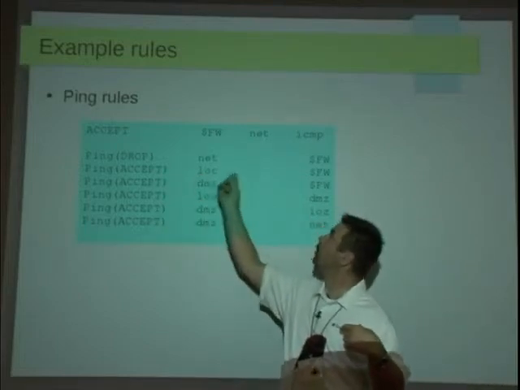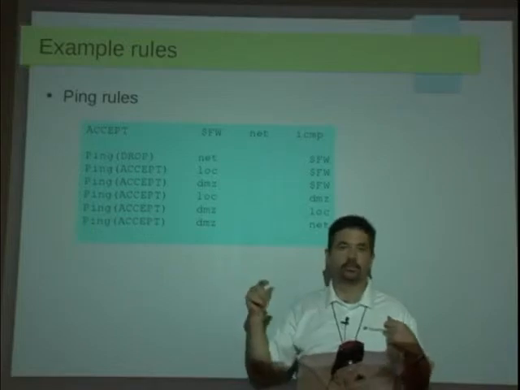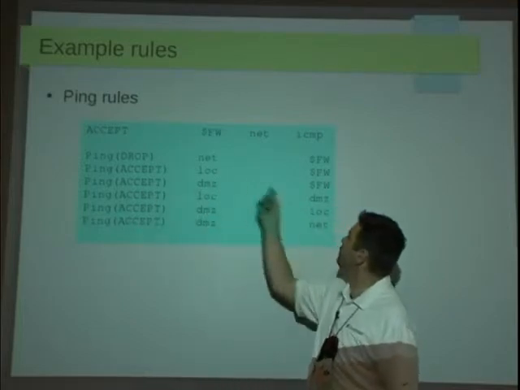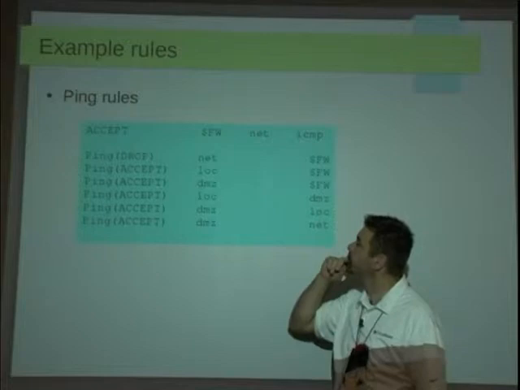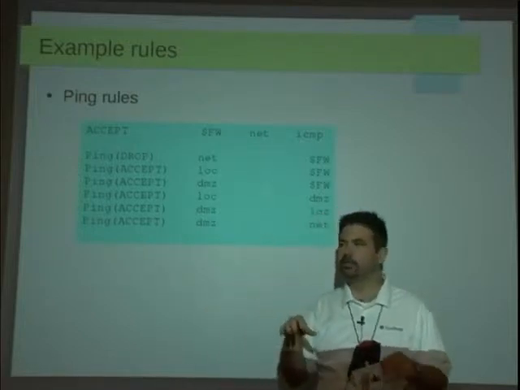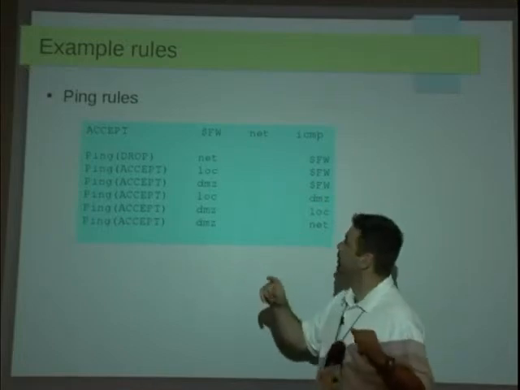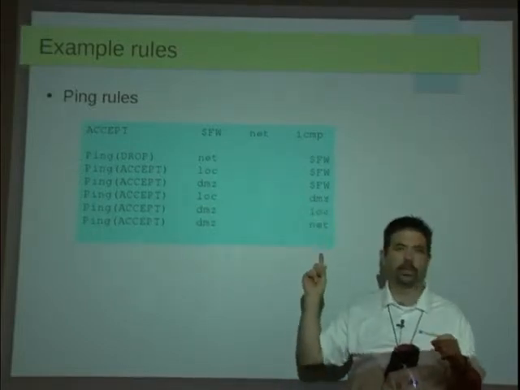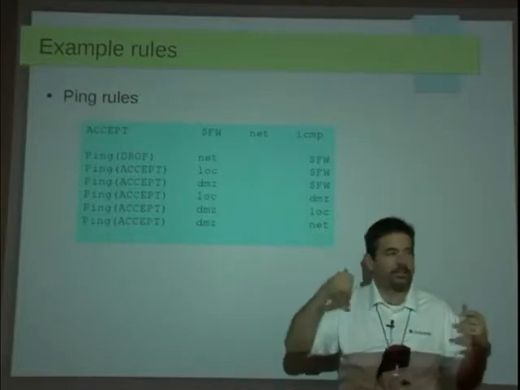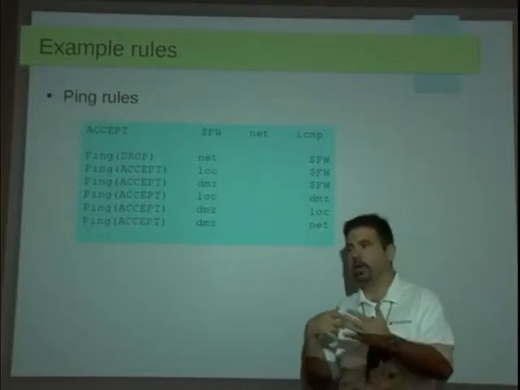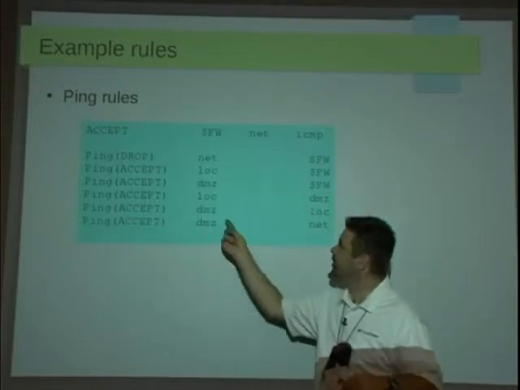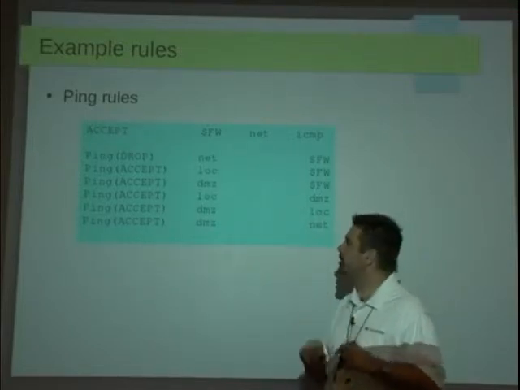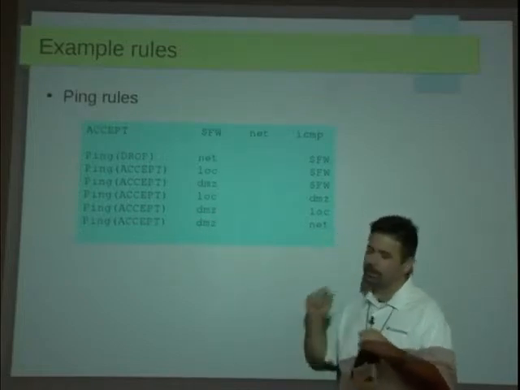But we do want people on the local network to ping the firewall, because otherwise, how would you know if we're up? You want the DMZ to be able to ping the firewall. Could be useful. I can see cases where you would not want the DMZ to even know that the firewall existed, but that's a topic for another discussion. We want the local network to be able to ping hosts within the DMZ. Somebody called, said this FTP server was down. Well, can you ping it? Well, let me try. We want to be able to ping from the DMZ to the local network. Well, that seems questionable, but that's what it says. And we want to be able to ping from the DMZ to the public internet.